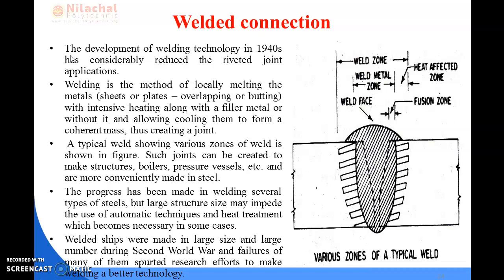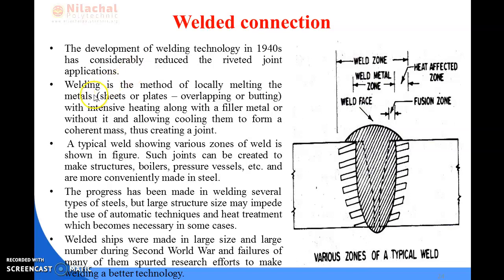So, first of all, the development of the welding connection technology, established in the 1940s, has considerably reduced the rivet joint application. That means to replace a connection like the riveted joint, we need to establish another type of connection which is more preferable, more economical as compared to the riveted joint.